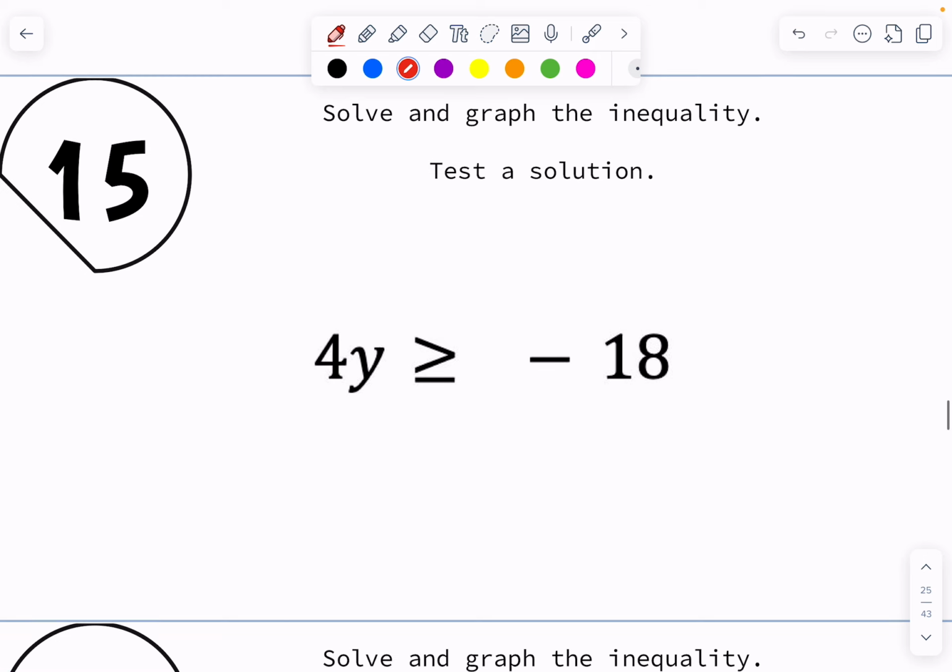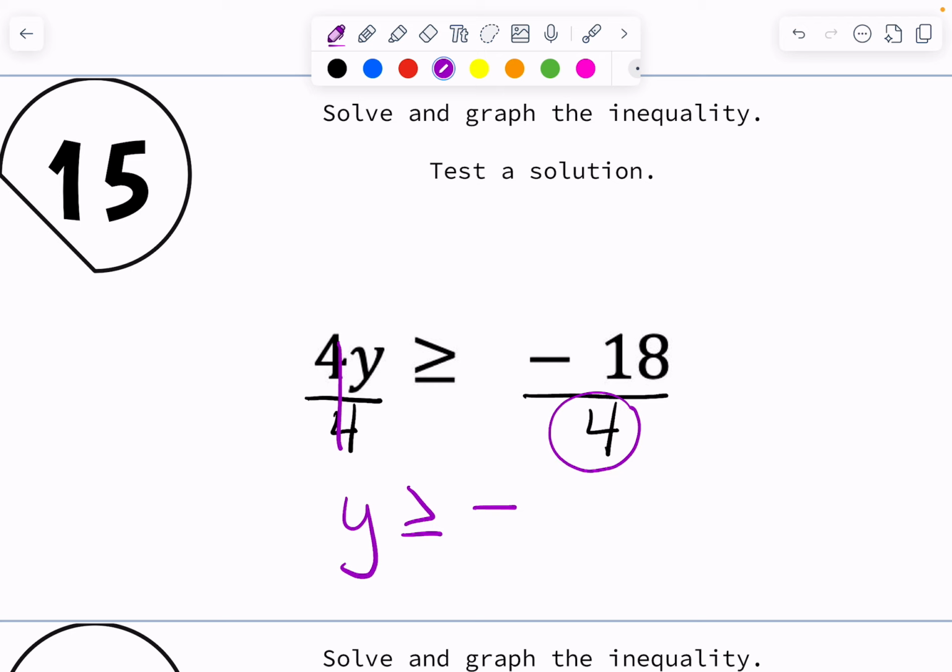Here, solve and graph the inequality. 4y is greater than or equal to negative 18. So y is being multiplied by 4, so I'm going to divide both sides by 4. Now, we want to pay attention to what we're dividing by. So here I'm dividing by a positive 4. 4y divided by 4, the 4 is 1 out, leaving me with y. And then on this side, there is a negative in the problem, but the actual number I'm dividing by is positive. So even though I know I'm going to end up with a negative answer when I divide, the number I divided by was positive.